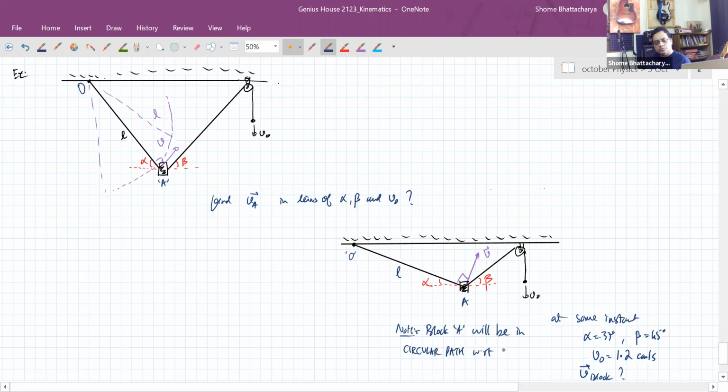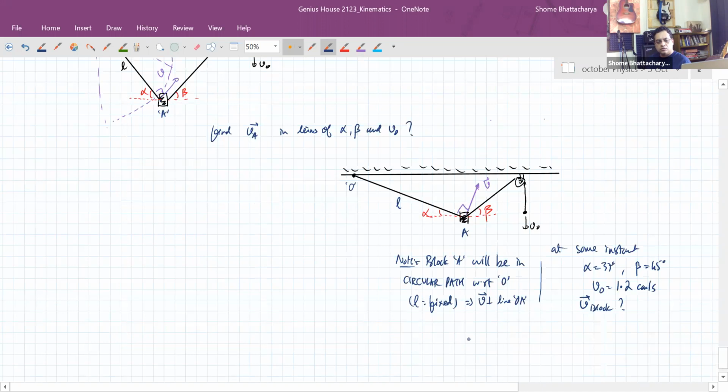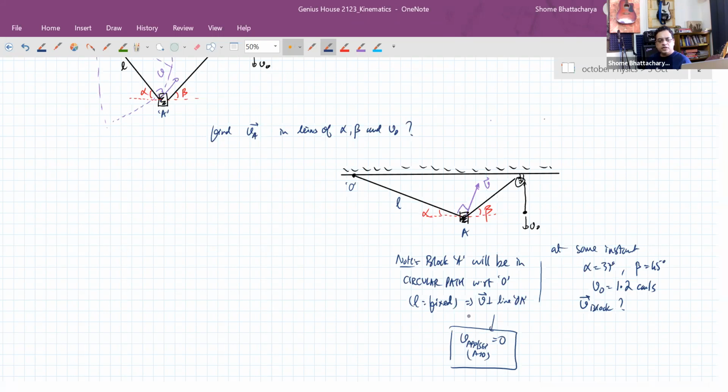With respect to the point O, because L is fixed in length, the velocity V is perpendicular to the line OA. There are two ways of understanding that: circular motion, where the velocity is tangential. Another way: because L is fixed, the approach or separation velocity of A towards O should be 0. That means V must be perpendicular. That is why. So once you have that, the rest is simple.